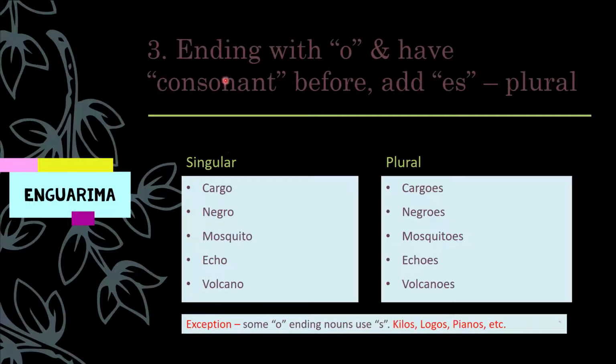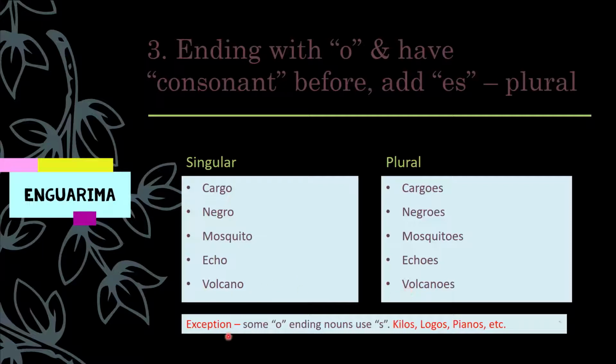Our third rule is if the singular is ending with o and have a consonant before, that means it should not have a vowel before it, then we will add es after the o. Example of this rule can be cargo, cargos, negro, negros, mosquito, mosquitoes, eco, ecos, volcano, volcanoes.